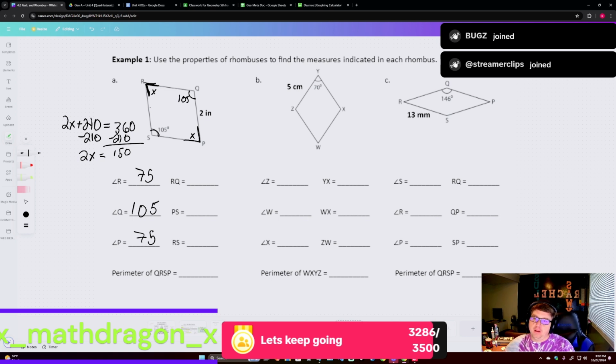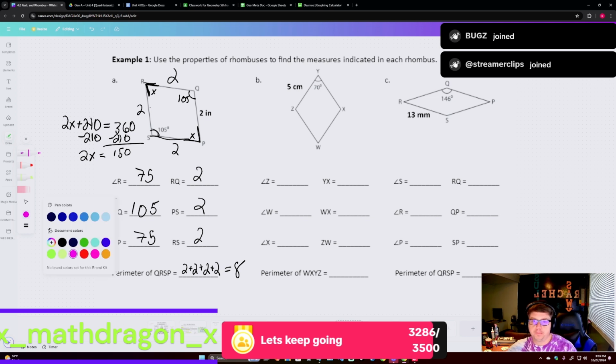Okay. And if QP is 2, RS is 2. And in a rhombus, RQ is 2, and PS is 2. All the sides are equal to each other. And then the perimeter, add all 4 sides together, 2 plus 2 plus 2 plus 2. We're going to get 8. Okay? So pause it, see if you can do the next 2 by yourself on your own.